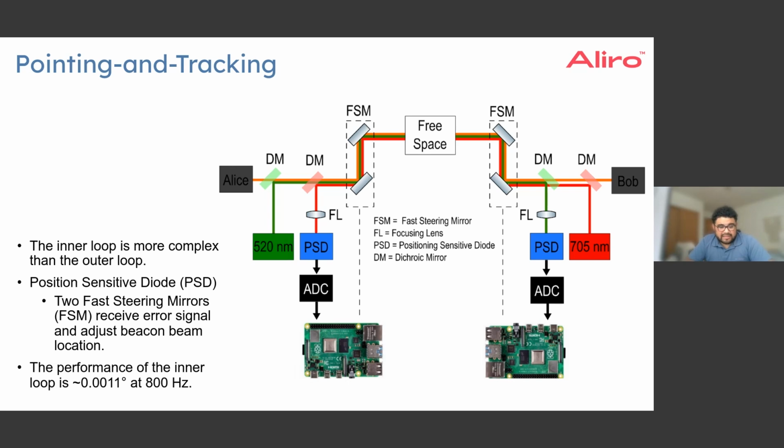This loop actually allows us to get a resolution of 0.001 degrees on this alignment procedure, and we do these corrections at 800 hertz. And so the way this works is that we use the coarse control loop to get our first signal on Bob and Alice, and then we use the fine control loop to maximize that signal and to keep them aligned when they're vibrating and swaying.